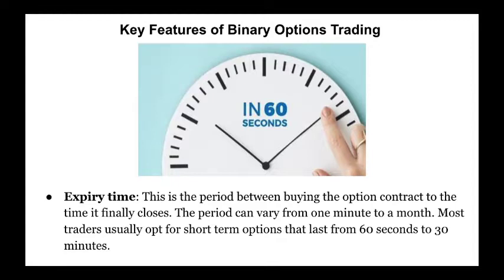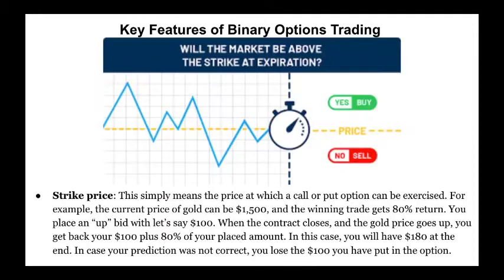Now, what are the key features of binary options trading? The first thing I want to talk about is the expiration time, which is the expiry time. This is the period between buying the option contract to the time it finally closes. The period can vary from 1 minute to a month, but most traders usually opt for short-term options that last from 60 seconds to 30 minutes.